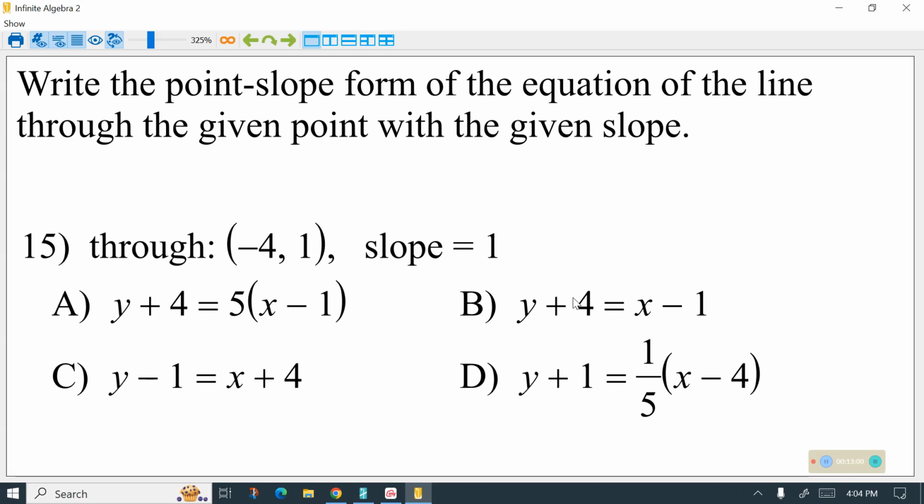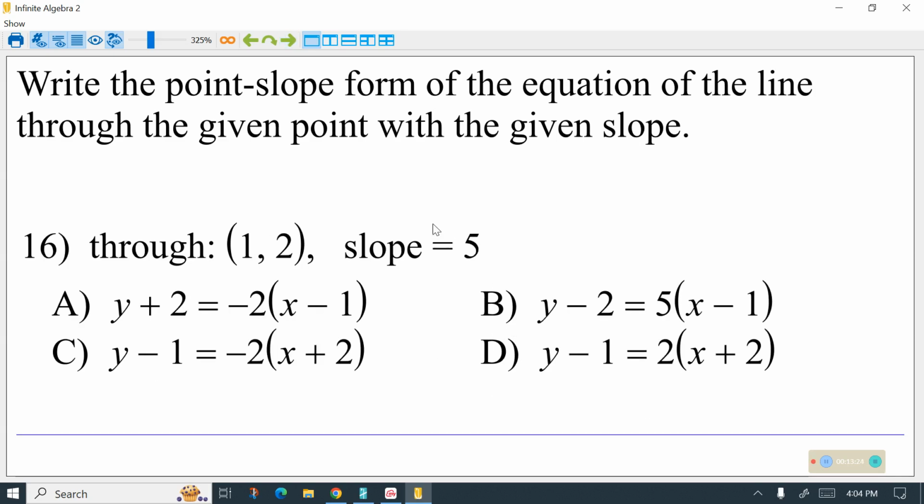Okay, for 15, what should we have, right? We need a slope of 1, so it can't be A and it can't be D. It's going to be either B or C, right? Now look at this. The y coordinate is a positive 1, so that means the thing that goes with y should be the opposite of a positive 1. It should be a negative 1. That means it has to be C because B has a 4. All right, so in this case, we should pick C, and that's what it is.